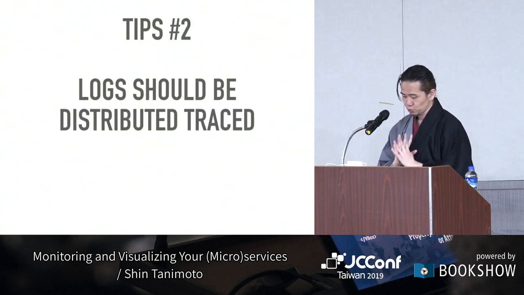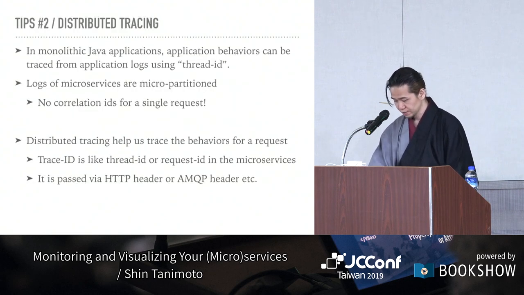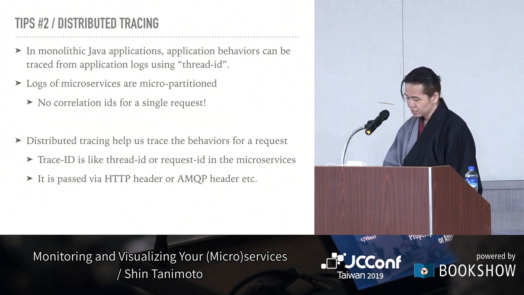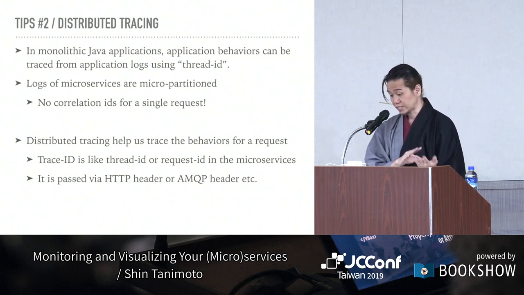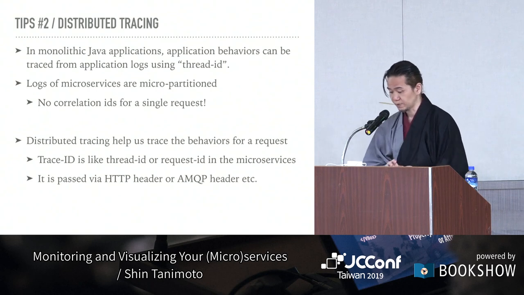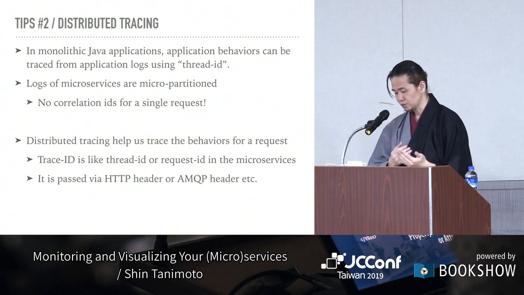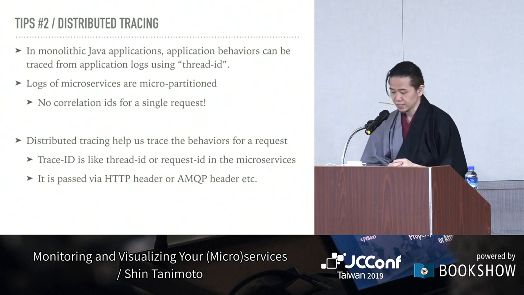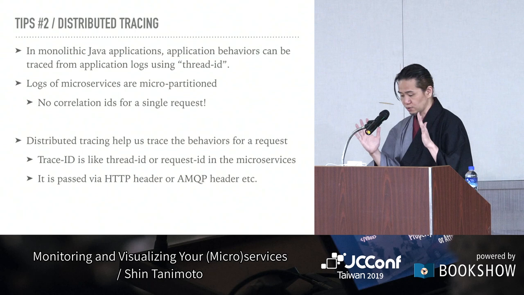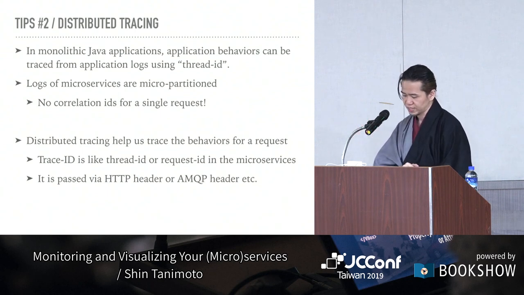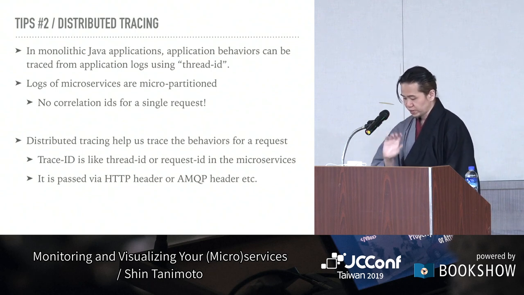And tip number two is that logs should be distributed, traced. I have 10 more minutes. Okay. Thinking about a monolithic Java application, we can trace the application behavior from the logs. Even among the concurrent processes in multi-threading, we can use the thread ID to specify the process that we want to watch. But with microservices, logs are also micro-partitioned, so it is hard to trace the application behavior from the logs. Here, we can use distributed tracing.